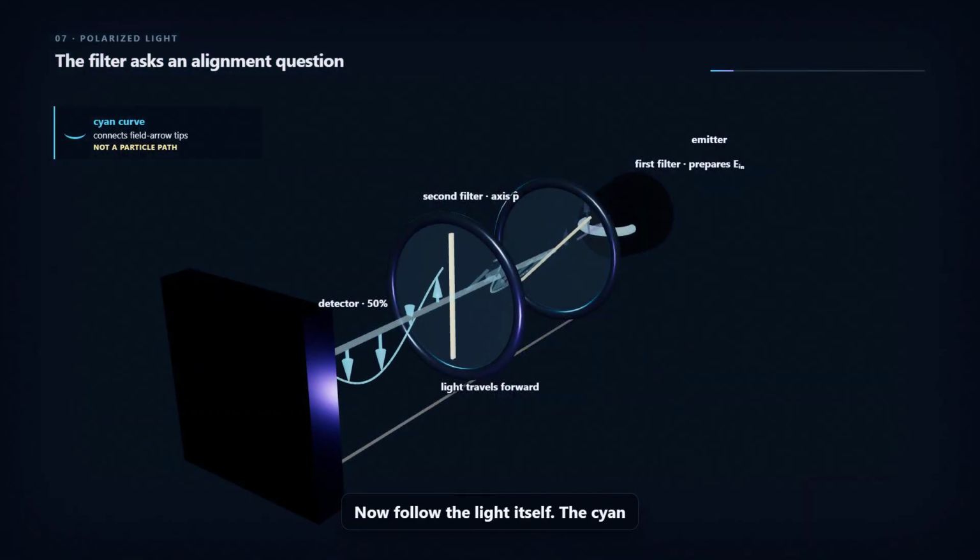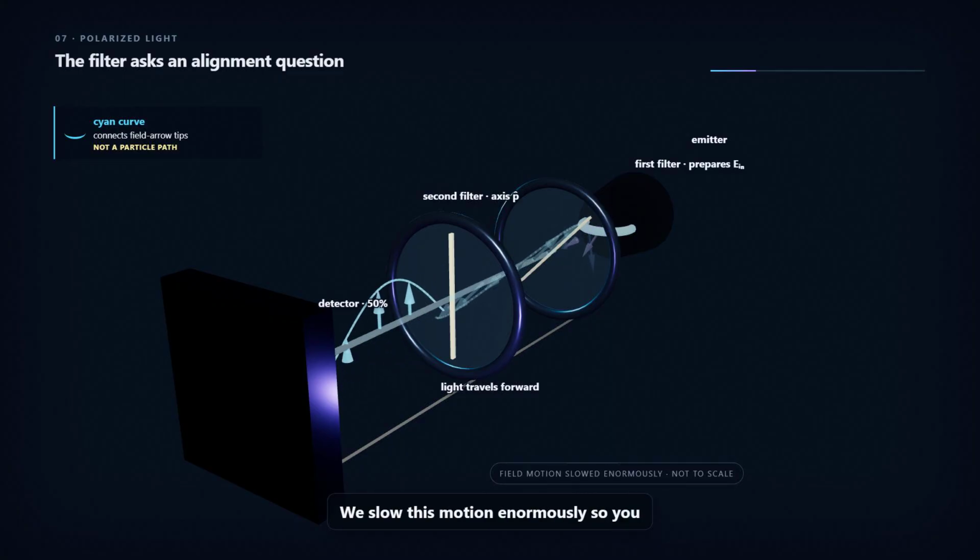Now follow the light itself. The cyan wave profile curve connects the tips of electric field arrows. It is not the path of a particle. As the pattern advances, each field vector grows, shrinks, and reverses sideways while the light travels forward. We slow this motion enormously so you can see it.